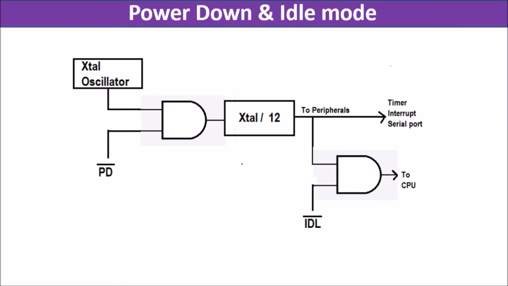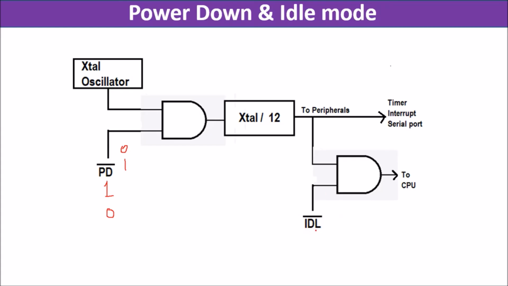The operation of power down mode and idle mode can be explained through this diagram. When the PD bit of the PCON register is 1, then the PD bar bit will be 0. And when this input to the AND gate is 0, it will disable the clock to the peripherals as well as to the CPU. When the PD bit of the PCON register is 0, this PD bar bit will be 1 and the oscillator clock can be given to the timer or CPU. The oscillator clock can be given to peripherals or CPU, which depends upon the idle mode.